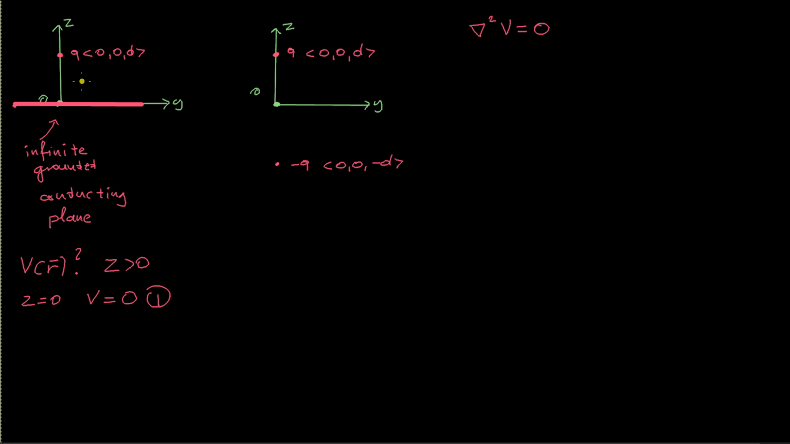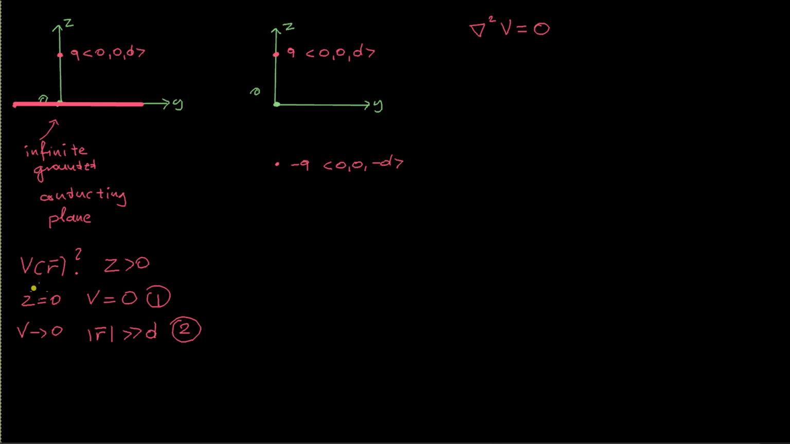Now I do know that if I am infinitely far away from where all the action takes place, I expect that my potential will drop to 0. So as I go infinitely far away from the charge Q, I should expect that the potential goes to 0. So V needs to approach 0 when the magnitude of the position vector is much greater than d. This is my second boundary condition.